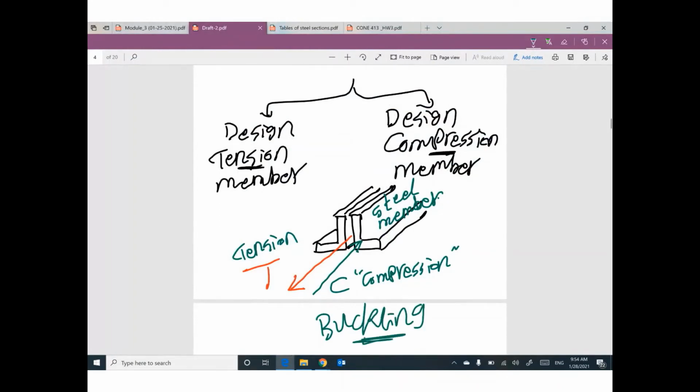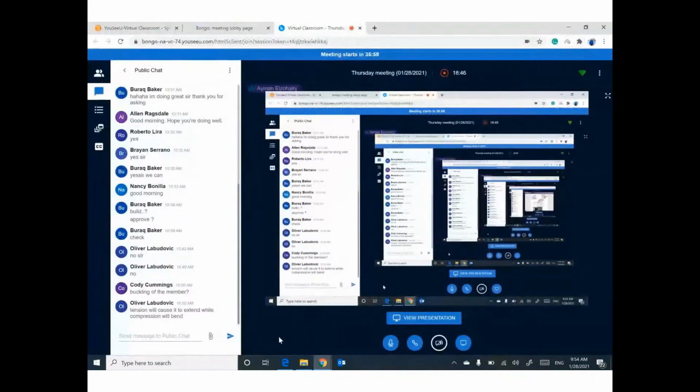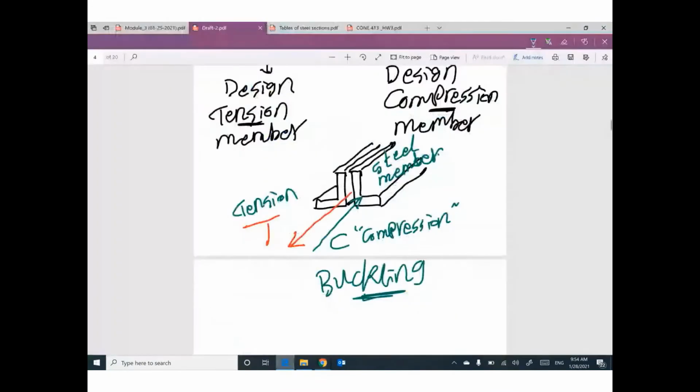Buckling. Until this moment, you learned buckling. So buckling will be the only difference between tension and compression. And there is another difference. I will cover it probably today and the next week. No, compression will not bend. Compression will contract. But bend will happen if you have buckling. Okay, so we are talking about this term, buckling.